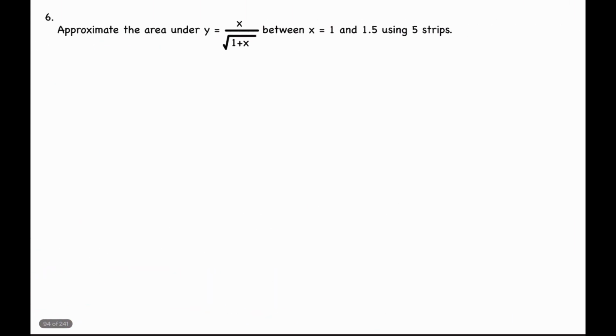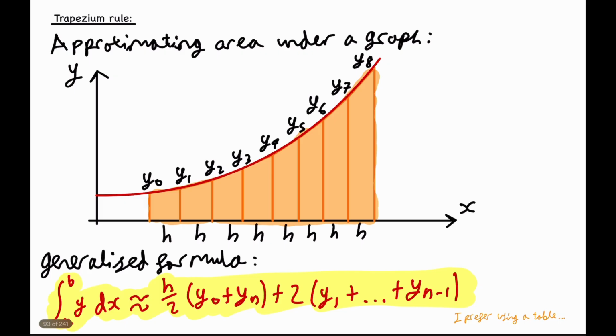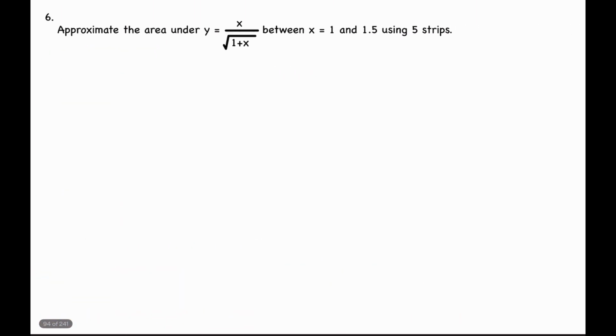So I'll explain this using a question, where we are told to approximate the area under the graph of y is equal to x over the square root of 1 minus x squared, between x equals 1 and x equals 1.5 using 5 strips. So they're asking basically to use five strips of these trapeziums that we said over here.